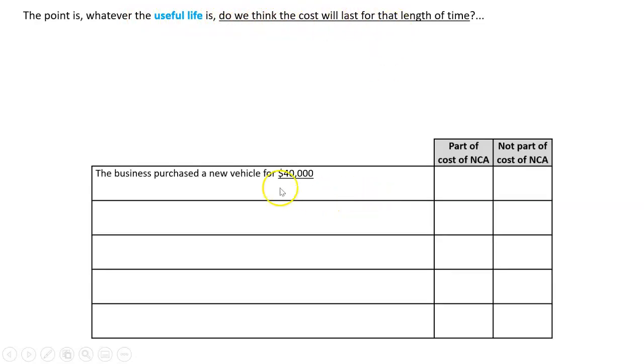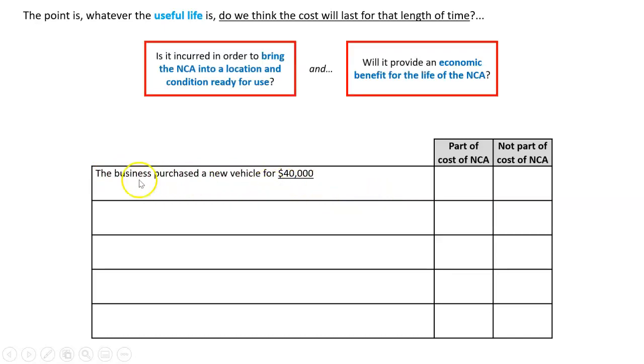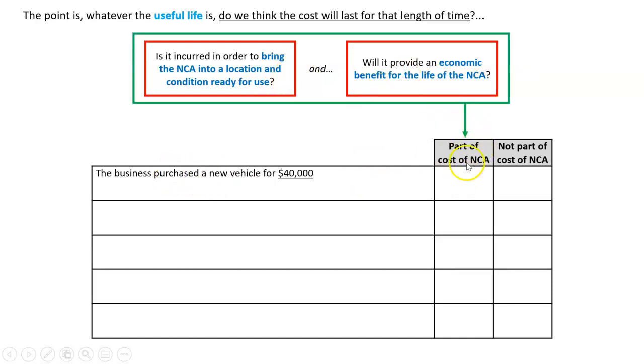So let's take some examples here. The business purchased a new vehicle for $40,000. What we're going to say is, for each of these costs, is it required in order to get the non-current asset in a condition and location ready for use? And will it provide an economic benefit for the entire life of the non-current asset, not just a little bit? If both of these things are true, we're going to say they're part of the cost of the non-current asset. But if either one is not true, we're going to say it's not part. So with the purchase price, that is always a part of the cost. You can't get an asset into a location and ready for use if you don't buy it. So that's an obvious one.